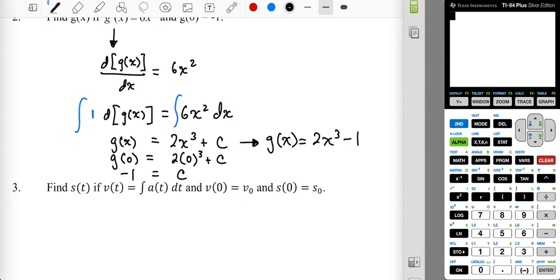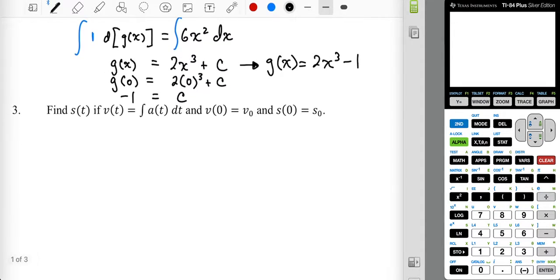So now let's get out of that frying pan, just dive right into the fire. We have s of t, or more correctly I should say, we're looking for s of t if v of t is equal to the antiderivative of a of t. And so v of t equals the antiderivative of a of t dt. All right. Now they give us a condition, wonderful news, and that is v of 0 is equal to v sub 0.